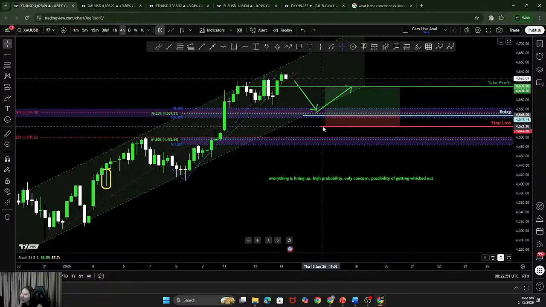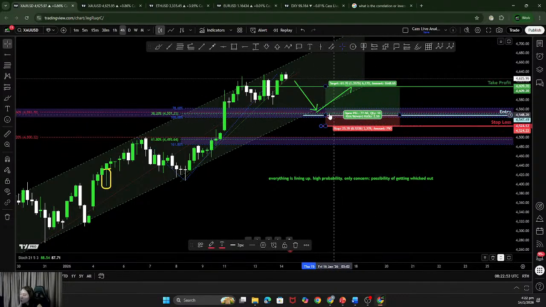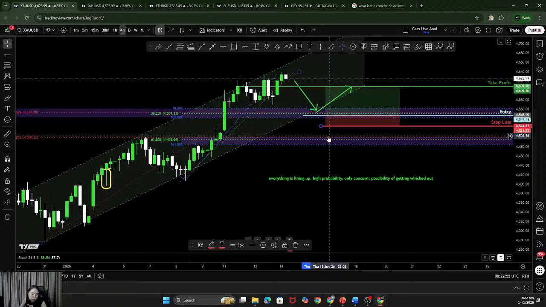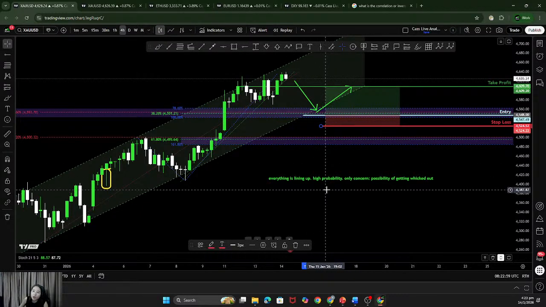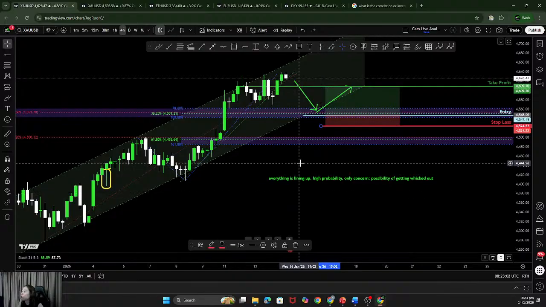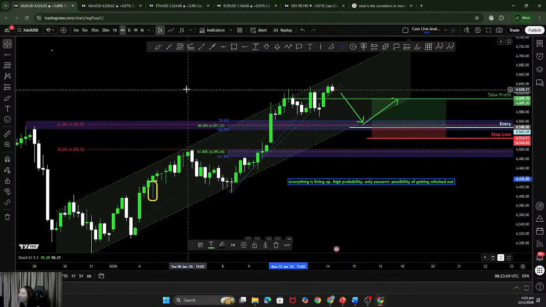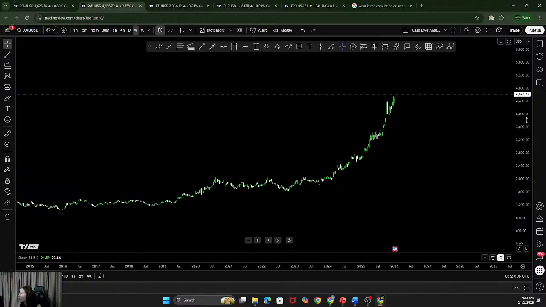Like here, it's still a healthy breathing space for the stop loss. It's just that hopefully we don't get wicked out. Okay, so that's all I have for gold. I see you guys next week to see if it worked out. Let me move on to the next chart.